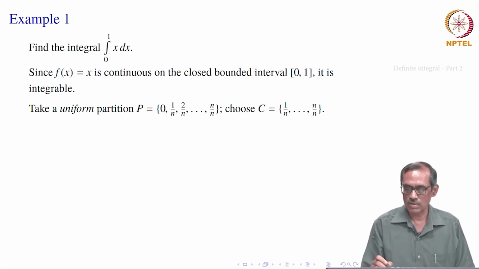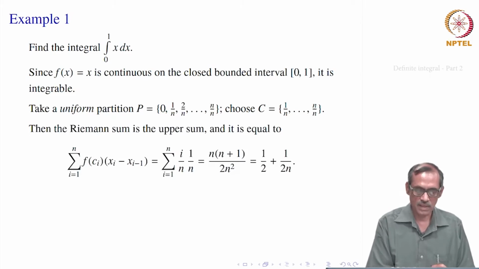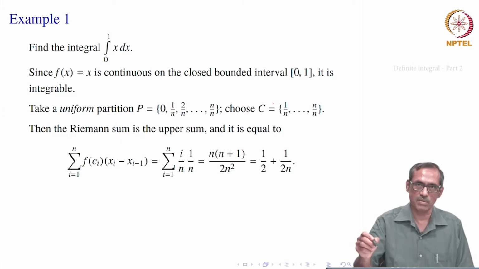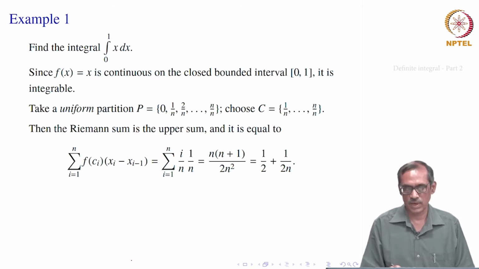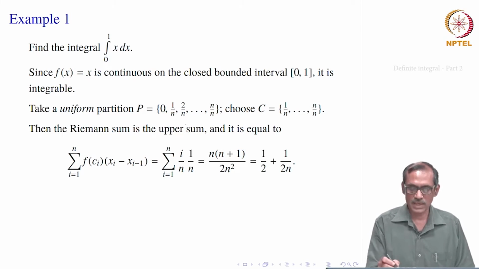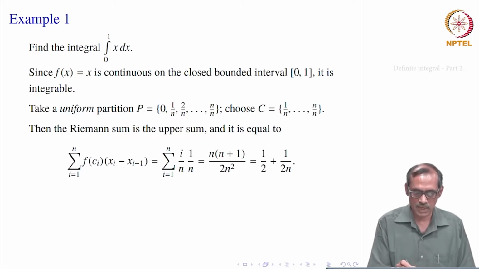So, suppose I choose the right end points, then the Riemann sum is exactly the upper sum because it is f of x equal to x. So, the right end point will be a bigger value than the left end point or any points inside the interval xi minus 1 to xi. So, that is really the upper sum. It is f of Ci into xi minus xi minus 1.